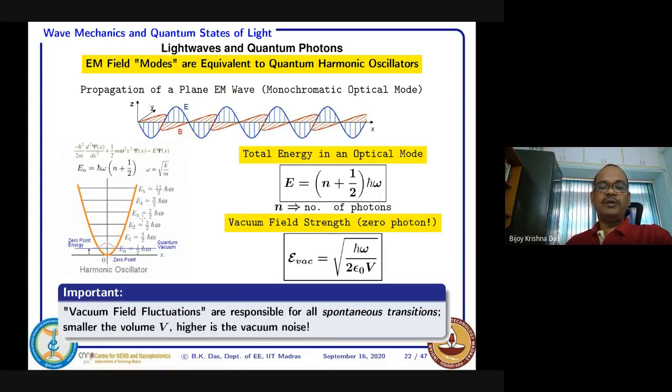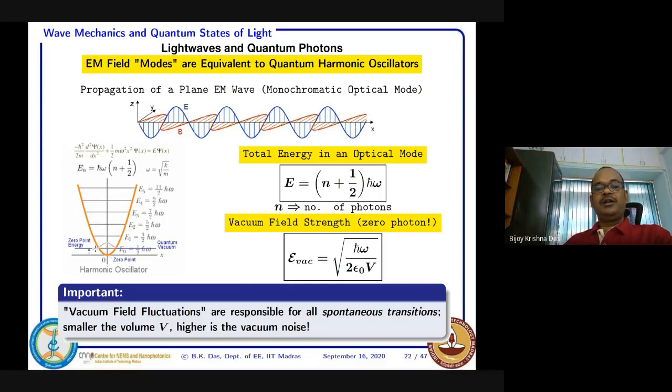One important part is that when n equals 0, that value is half ħω, and you can't get lower than that. Lower energy can be 0 only when it is not in motion. Once it is in motion, the lowest energy is half ħω. So this particular value is called the zero point energy, and this distribution is called the ground state.